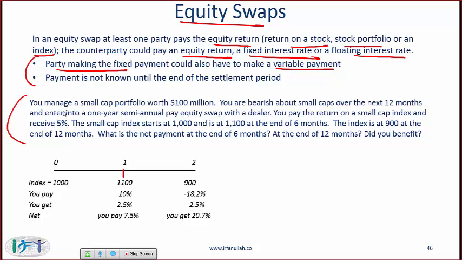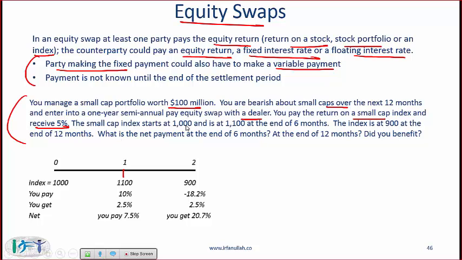So let's look at this simple example. You manage a small cap portfolio worth 100 million. You are bearish about small cap stocks over the next 12 months and enter into a 1-year semi-annual pay equity swap with a dealer. You pay the return on a small cap index and receive 5%. So you are the index return payer and the counterparty is the fixed rate payer. And we are going to see that the fixed rate payer might need to make variable payments.